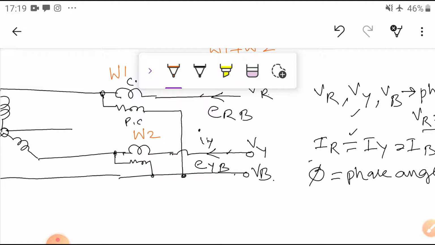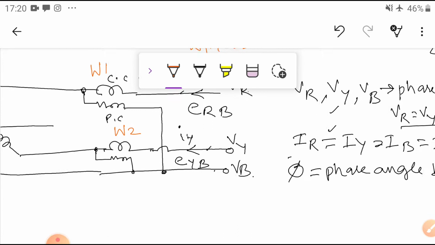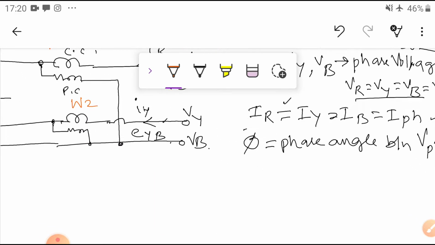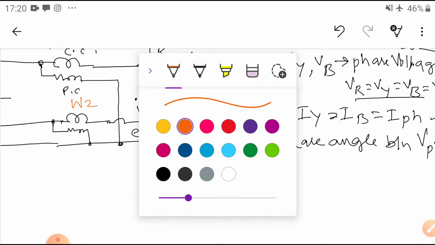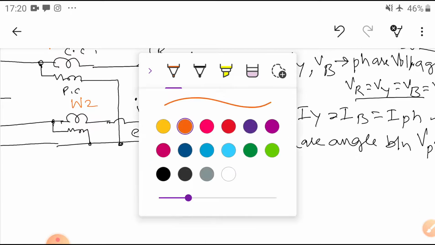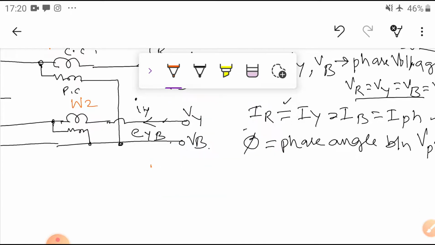Now based on this circuit diagram, I am going to write the phasor diagram. So how to draw the phasor diagram? Let us assume you take the phase values first, with colors. Here, you can increase the thickness. The R phase, we can write it VR.